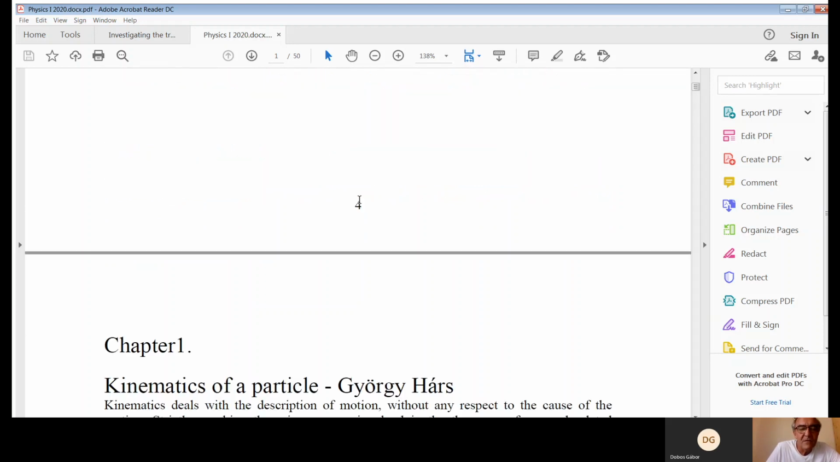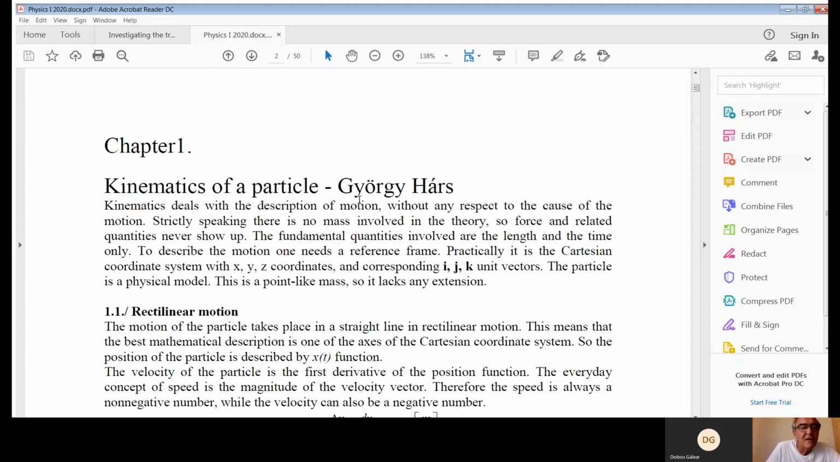Okay, so let's go further on. First, we are talking about the kinematics of the particle. Particle is a little object, and it's a physical model, which means that the extension of the object is far smaller than the environment around it. Therefore, we can consider it like a point.